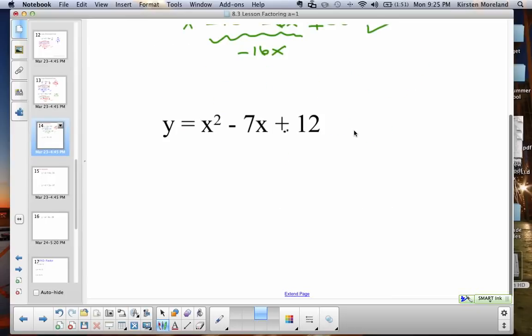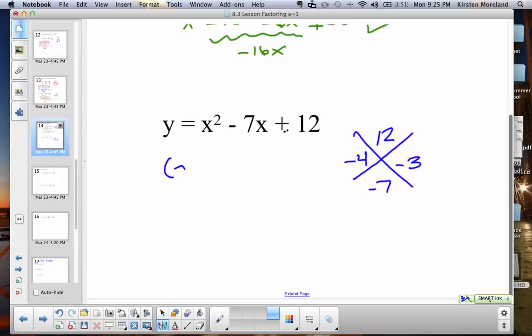Alright, for this next one, I'm going to set my x up. I'm going to multiply to 12, add to a negative 7. Again, when you want to multiply to a positive and add to a negative, both your factors need to be negative. So I'm going to have negative 4 and negative 3, because 4 times 3 is 12. Negative 4 plus negative 3 is negative 7.